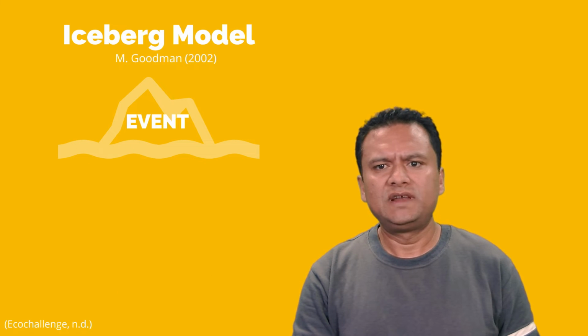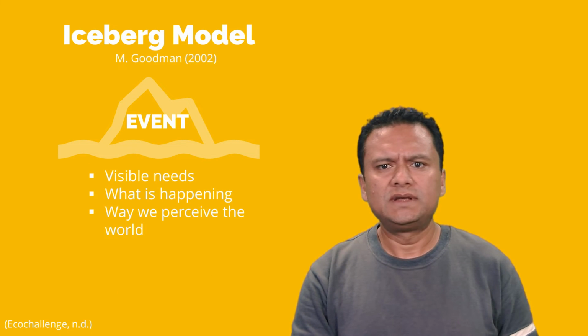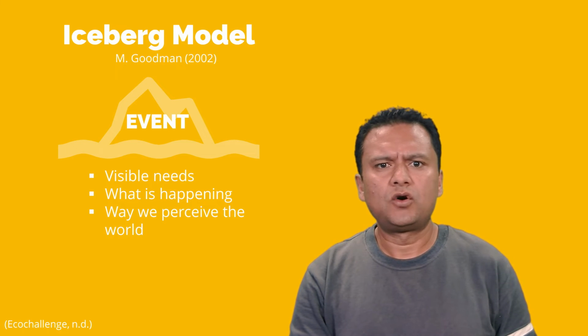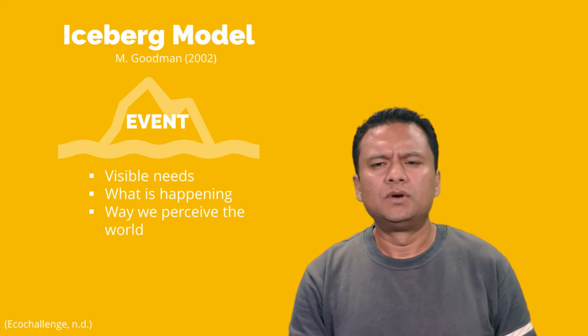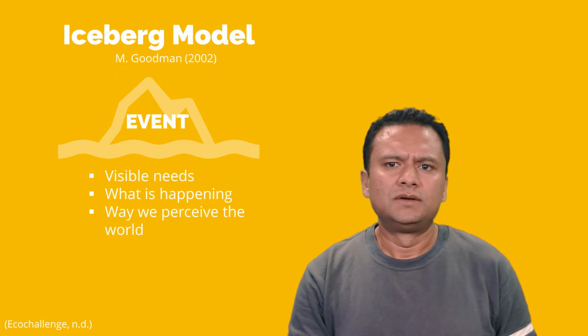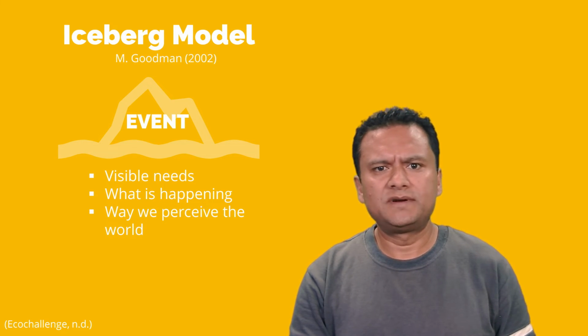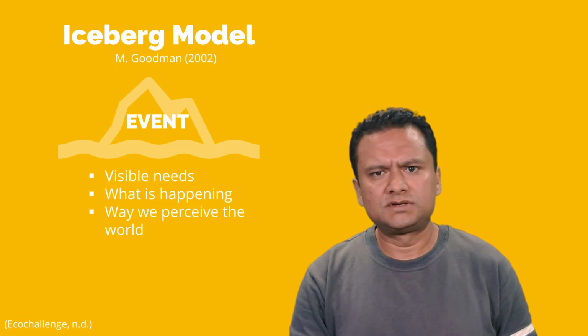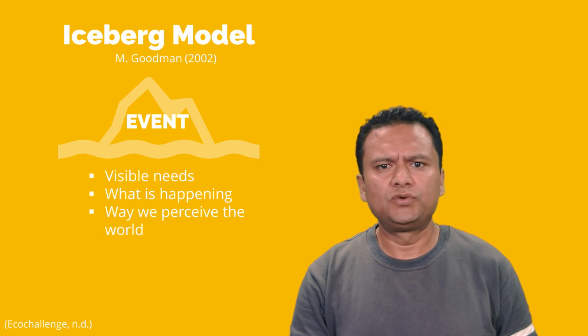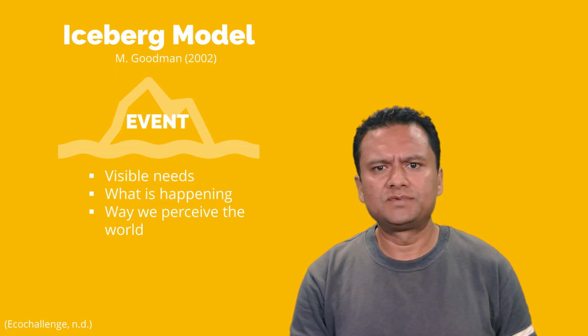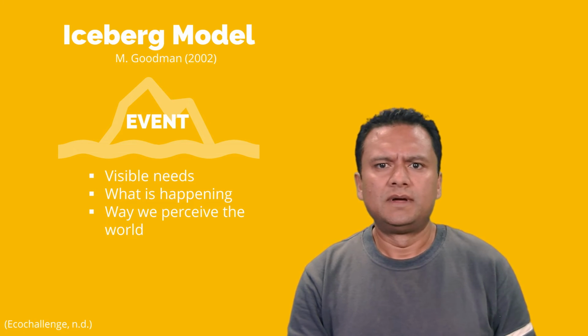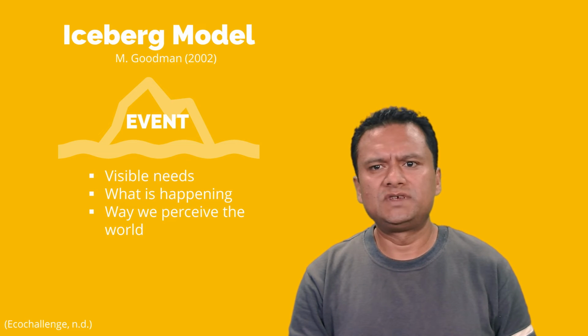We start at the event level. These are visible needs and show, for instance, what is happening. This is how we typically perceive the world with an unaided eye. While problems observed at this event level can often be addressed with a simple readjustment, the iceberg model pushes us not to assume that every issue can be solved by simply treating the symptoms or adjusting at the event level, as there is more information about the visible events hidden underneath the water surface.